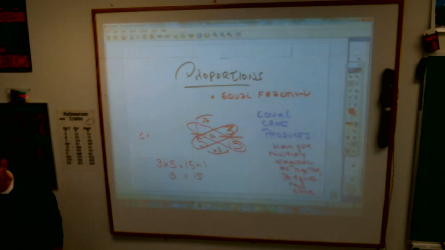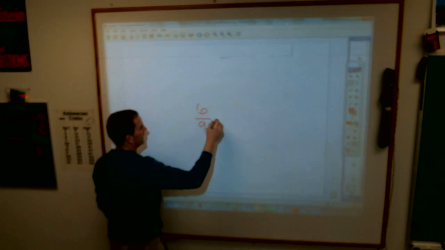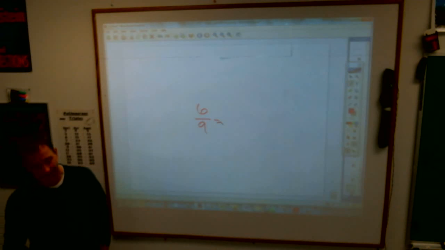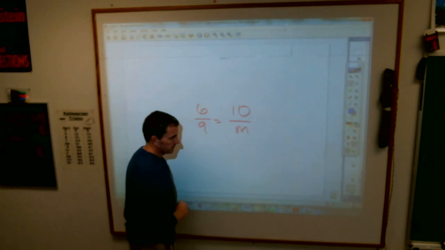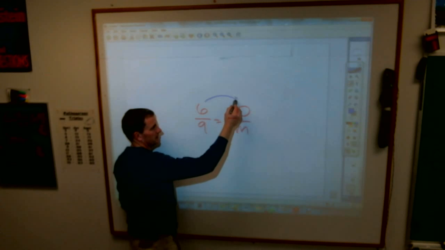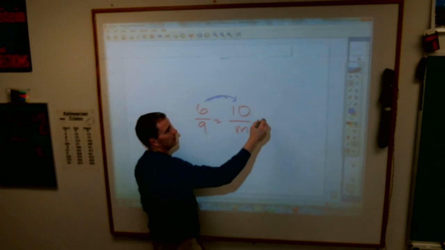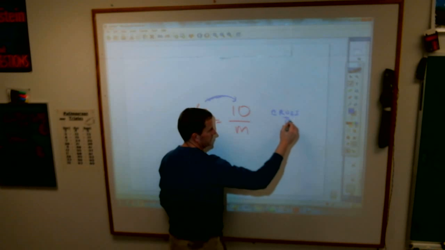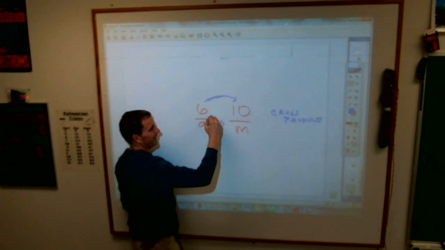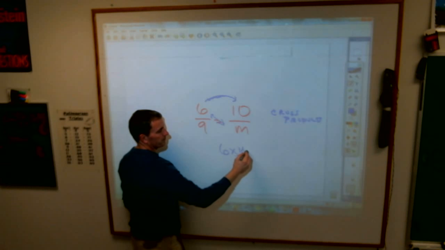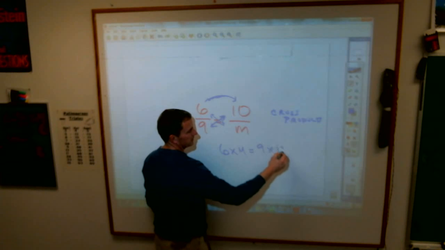Well, ladies and gentlemen, if you see something like this, if you see 6 over 9 equals 10 over m, if you look at this, you can't go from 6 to 10. 6 times what is 10? I mean, maybe you can figure it out, maybe you can't. And when you can't do that, you can always use cross products, which means this. You know that these two diagonals, 6 times m, have to equal these two diagonals, 9 times 10.